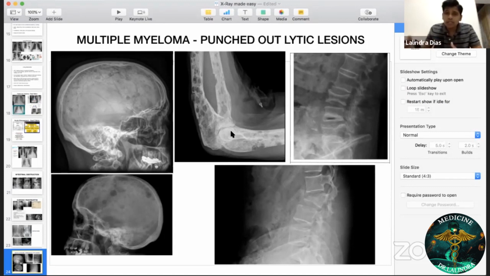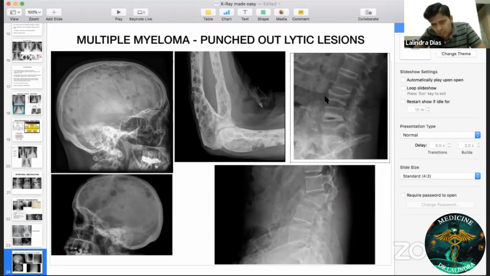When you get multiple lytic lesions, the bones become very weak and they can get fractured. You get osteoporotic fractures because the bone becomes very weak, osteoporotic, and that causes fractures. This is the limbs. And look at this vertebral spine. In this vertebral spine, the patient has got severe osteoporosis. Can you see? The bones have become very weak. This is called codfish vertebra, a codfish-like appearance.